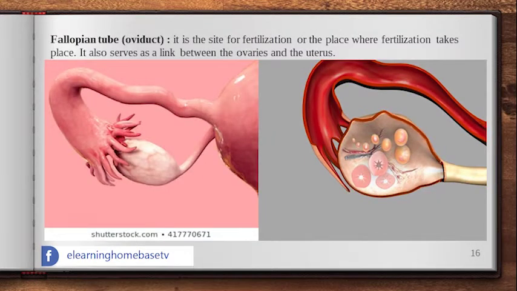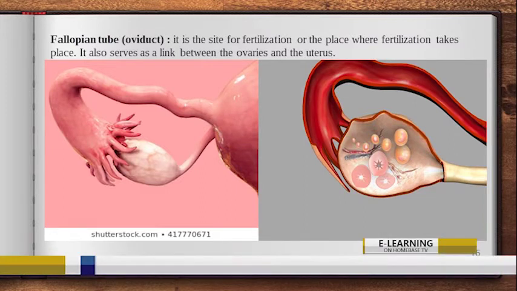Our next part we'll focus on is the fallopian tube. We are going to look at the function of the fallopian tube. We'll also look at how the fallopian tube looks like, the inside of the fallopian tube. The fallopian tube is the site for fertilization, or the place where fertilization takes place. It also serves as a link between the ovaries and the uterus.